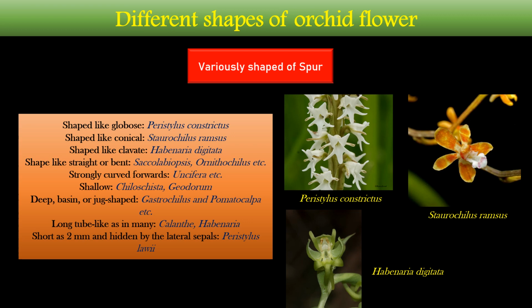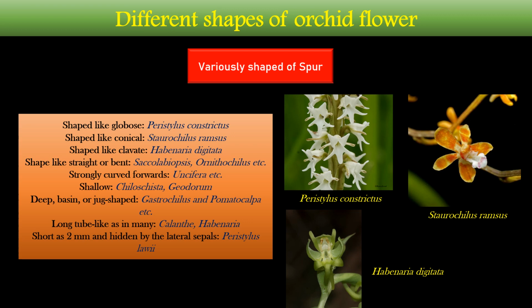Then comes to our shaped like conical. Shaped like conical, the example would be Stereochilus ramosus. Then comes the shaped like clavate, meaning the spur will be shaped like a club, that is Habenaria digitata. Then comes the shape of the spur like straight or bent, that is Smitinandia, that Ornithochilus. These are some of the genera. So for the species you have to go through it.